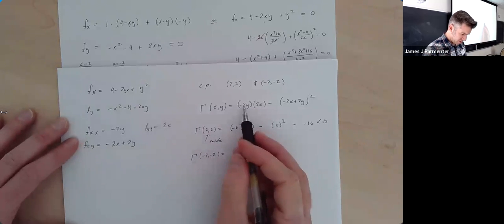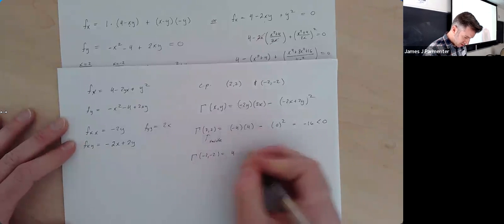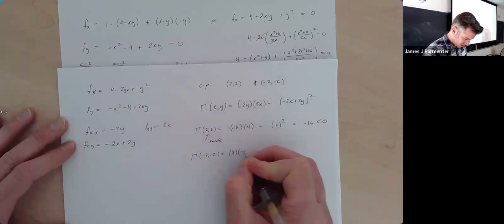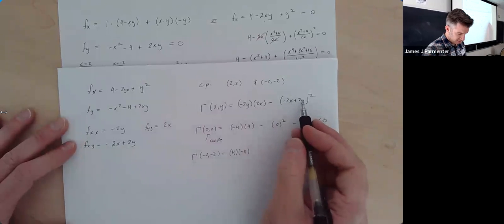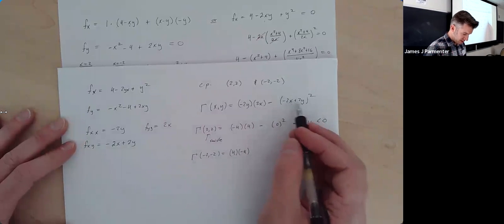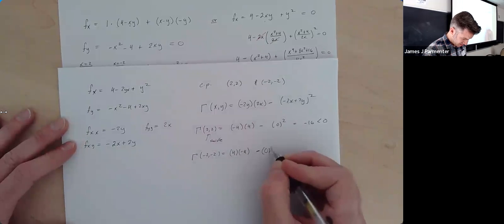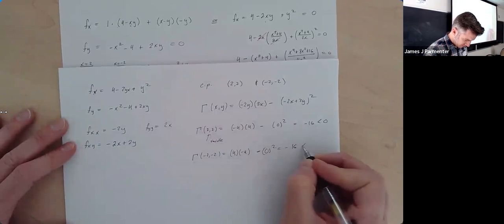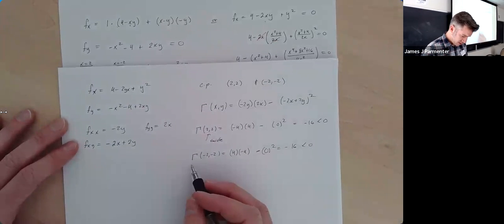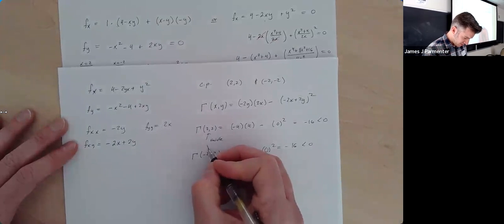Because we plug in negative 2, negative 2, negative 2 times 2 is negative 4. 2 times negative 2 is negative 4. And then if we plug in negative 2 and negative 2 for each of these, you get 4 plus negative 4, which is again 0, which is again negative. So it looks like we have a saddle there as well.